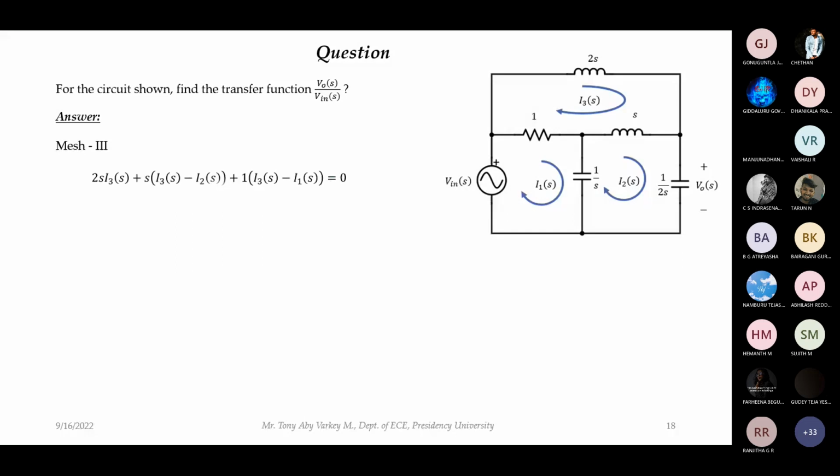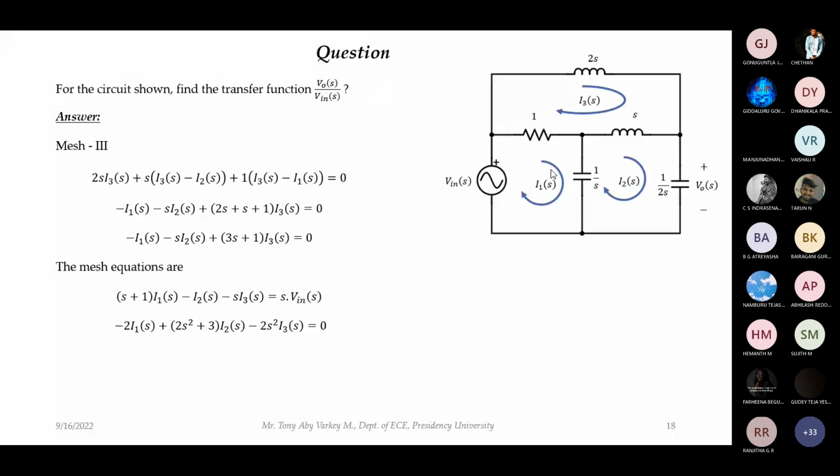Again, if I'm starting from here, 2s into I3 of s plus s into I3 minus I2 plus 1 into I3 minus I1 equal to 0. Again, I'm combining the terms, coefficients of I1, I2, I3. So it will be minus I1 of s minus s into I2 of s plus 2s plus s plus 1 into I3 of s. So this can be written like this. Is it clear? So we got the three mesh equations like this. These are the three mesh equations that we got.